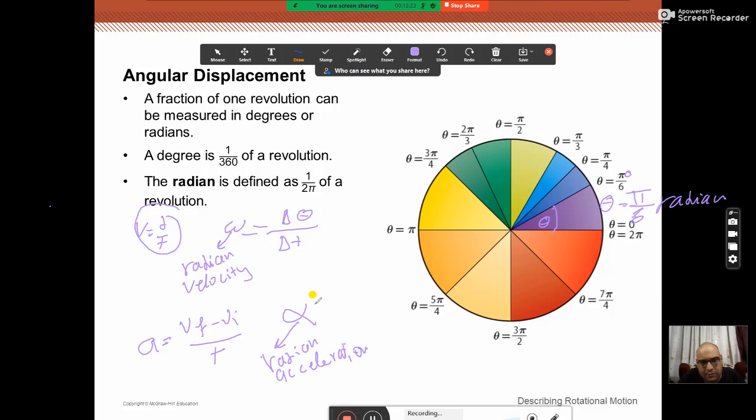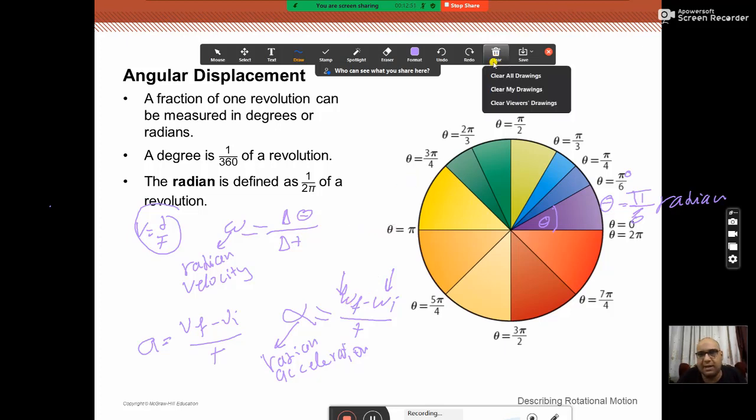And this acceleration is equal to change in velocity, Vf, not V here, omega f minus omega I over change in time. Omega here represents the final angular velocity, initial represents initial angular velocity at the time. That's our lesson, guys. So easy.